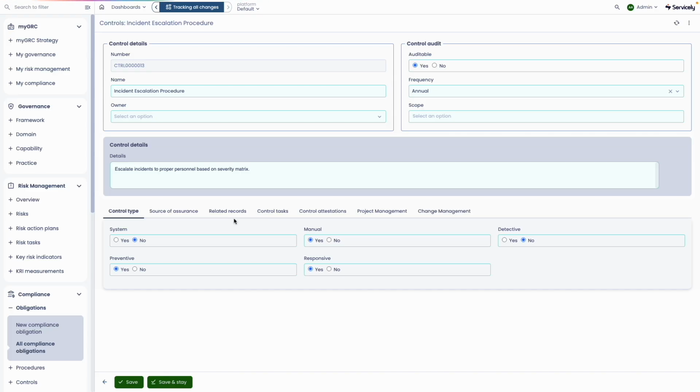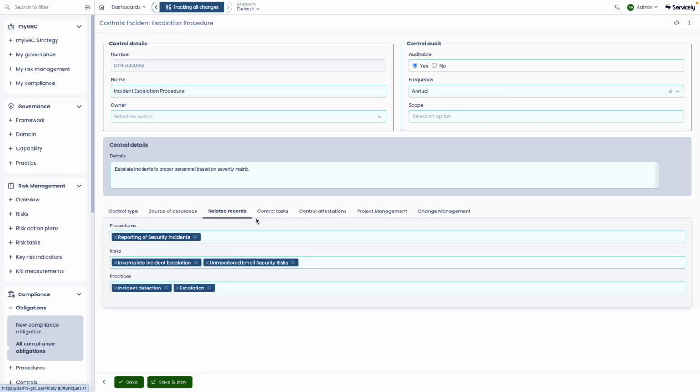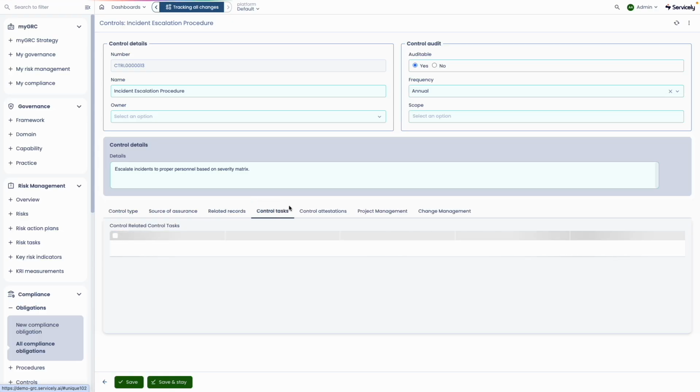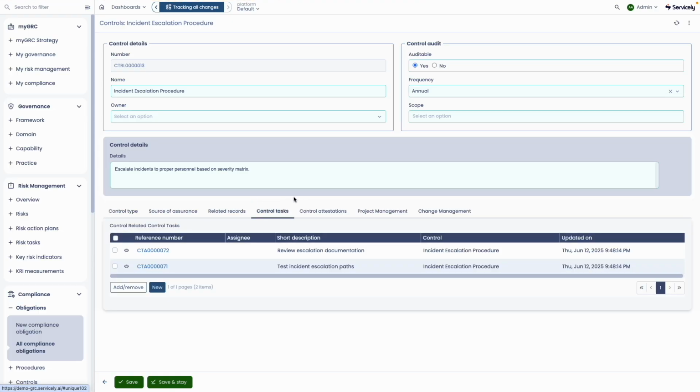We can see whether the control is auditable, the frequency, the type of control, the source of assurance, related records in the whole GRC framework, being procedures, risks, and practices, any particular control tasks that will need to be put in place, control attestations, and integrated risk management with regards to projects and changes, which can easily be extended to incidents and problems as well.